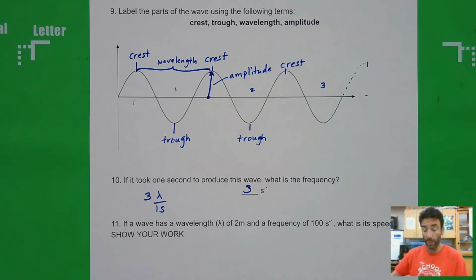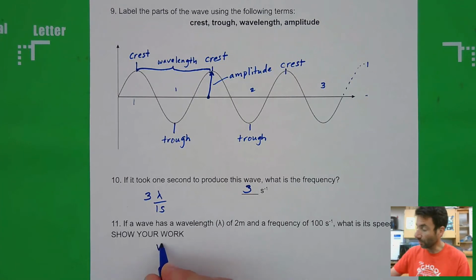Lastly, we need to know our equations here. If a wave has a wavelength of 2 meters and a frequency of 100 hertz, or cycles per second, what is the speed? So it's asking us for speed. Another fancy word for that is velocity. So velocity is question mark. Our wavelength is 2 meters, and our frequency is 100 inverse seconds.